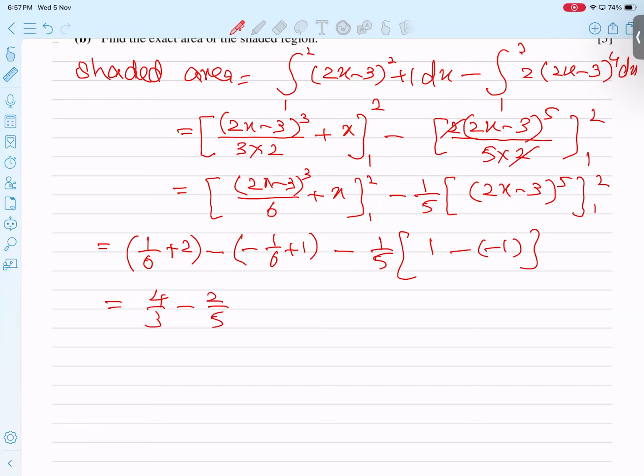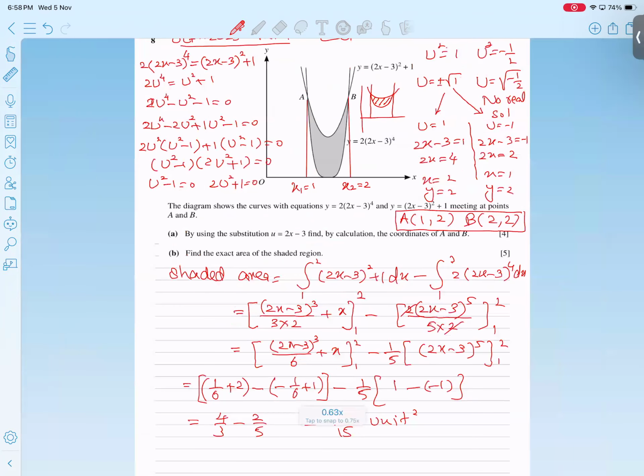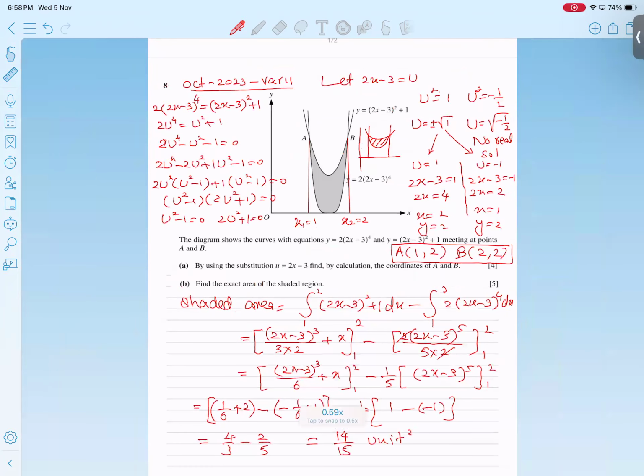So 4 over 3 minus 2 over 5. The answer turns out to be 14 over 15 unit square. I believe the point is very clear and we have done it. And the complete question is over.